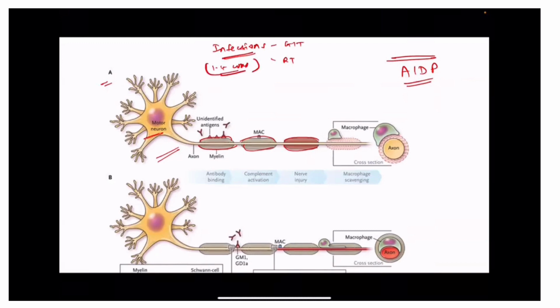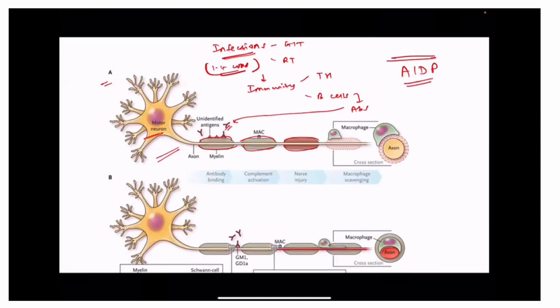Which are those trigger infections? I'll tell you in the subsequent slides, but just remember, because of some trigger infections, the immunity is activated. Your T helper cells and B cells both get activated, and the B cells start producing antibodies, as you can see in the antibody picture here. These antibodies go and hit your motor neurons or sensory neurons, whichever type of GBS the patient has, which I'll teach you in the subsequent slides.